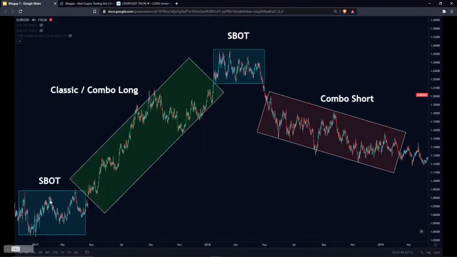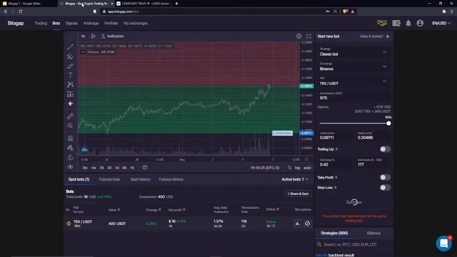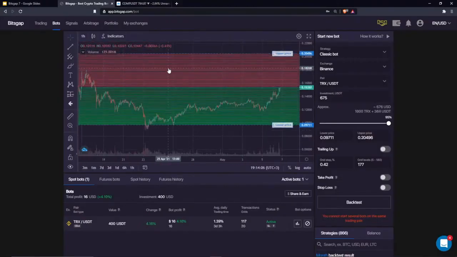Okay, so here we go, the SBot, classic bot. And the combo long, that's the one related to the combo bot for the futures market. Only with the combo bot you can generate returns on the downfall. That's something that you cannot do with the SBot and the classic bot on the spot market. It's only an option for the combo bot to generate your returns on the downside market. Okay, so let's go back to the platform and see what we can do.